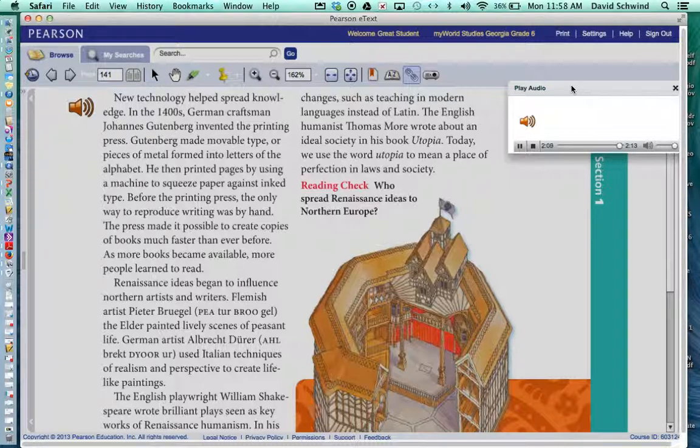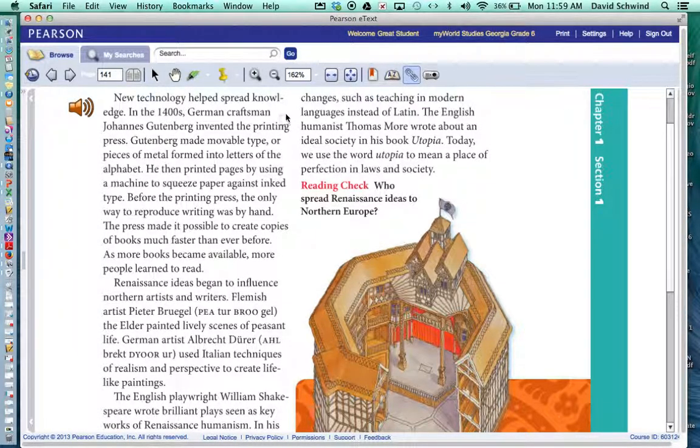Reading check. Who spread Renaissance ideas to Northern Europe? Who did that? Who? There it is. Who spread Renaissance ideas to Northern Europe? She just told us. German craftsman Johannes Gutenberg invented the printing press. Did he spread Renaissance ideas to Northern Europe?